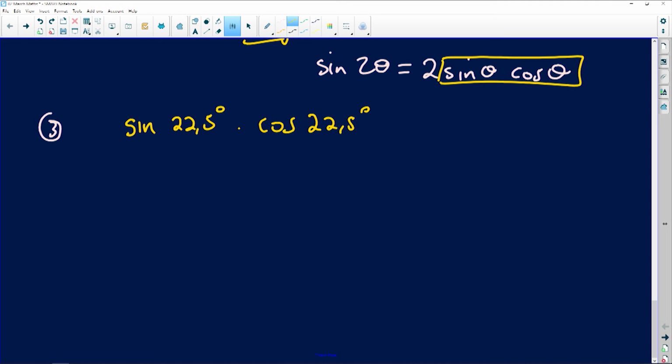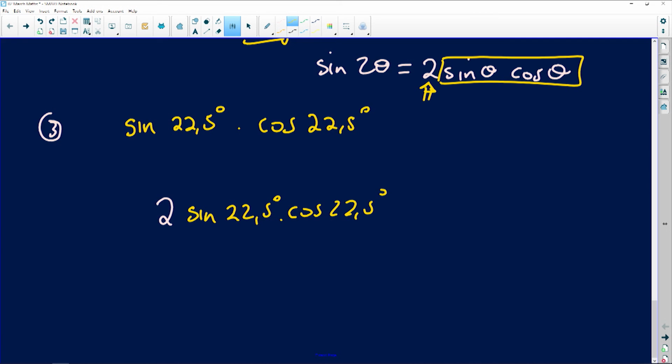What we are missing is that 2. This is where the problem lies. So because we are missing the 2, I'm going to add it there because we can't convert what you're looking at into a double angle without the coefficient of 2. So what I'm going to do is put the 2 in front of that sine of 22.5 degrees cosine of 22.5 degrees, right?